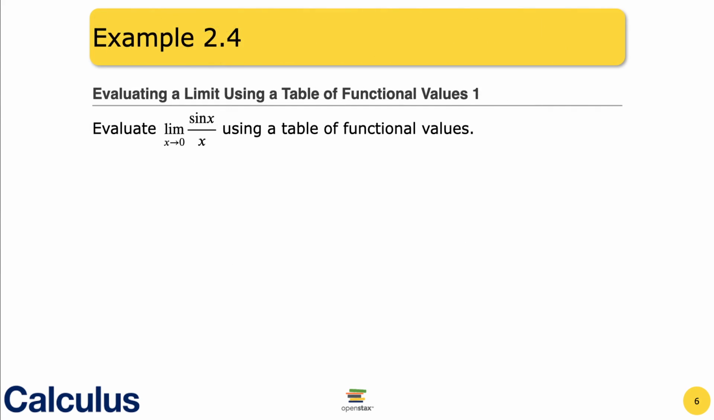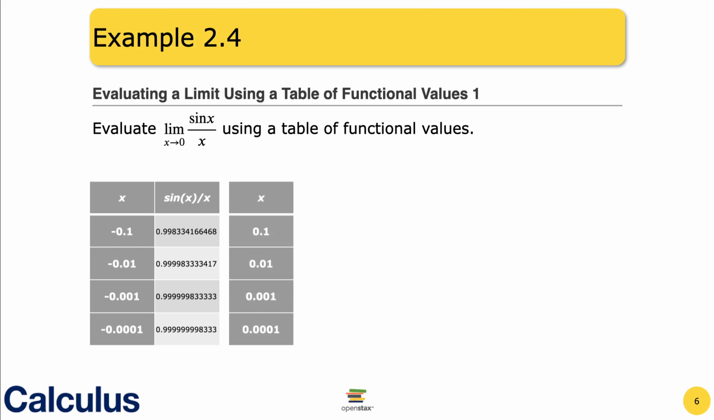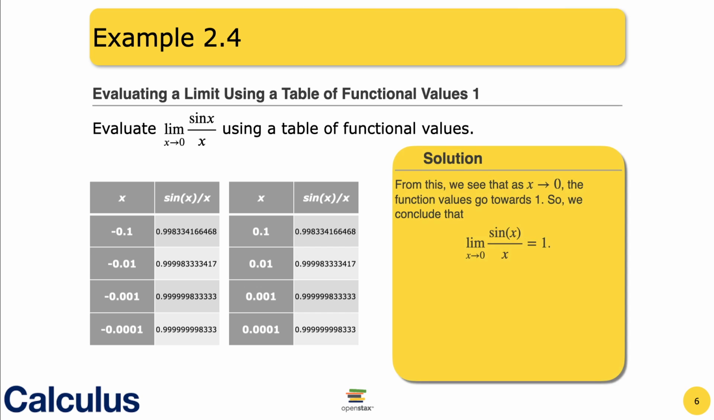Let's look at example 2.4, evaluating a limit using a table of functional values 1. Evaluate the limit as x approaches 0 of sine of x over x using a table of functional values. We will begin by looking at values to the left of 0 that approach 0, but are not equal to 0. We see that as x gets closer to 0 from the left, the functional values approach 1. Now we'll look at x values extremely close to 0 on the right. As x gets closer to 0, but again not equal to 0, the functional values approach 1. So we would conclude that the limit as x approaches 0 of sine of x over x equals 1.